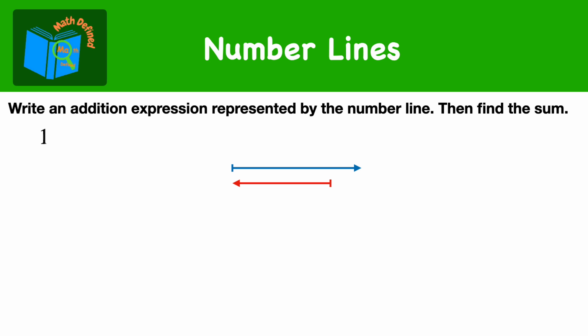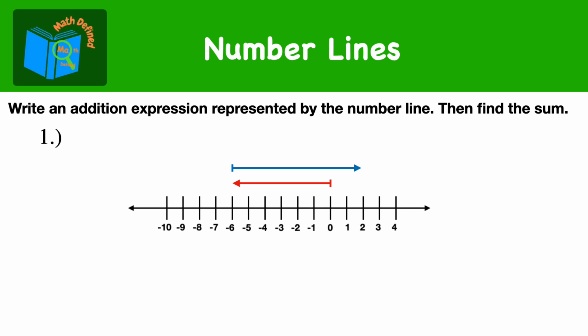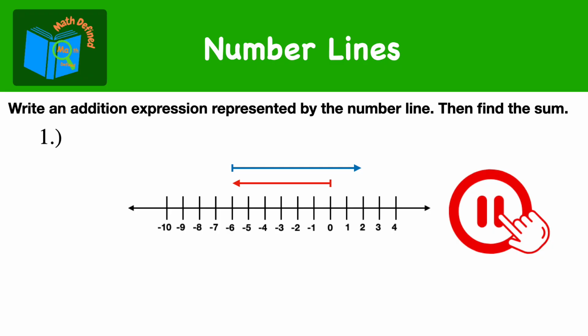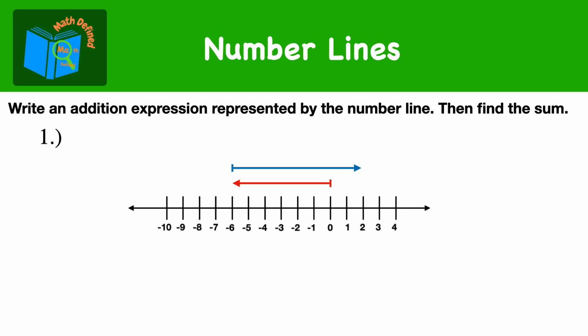All right, let's start with number 1. This one gives us a number line, and we need to figure out the expression and the sum illustrated by the red and blue arrows. Pause the video and see if you can figure it out first. All right, the red arrow shows -6 because it goes 6 units to the left. The blue arrow shows +8 because it goes 8 units to the right.